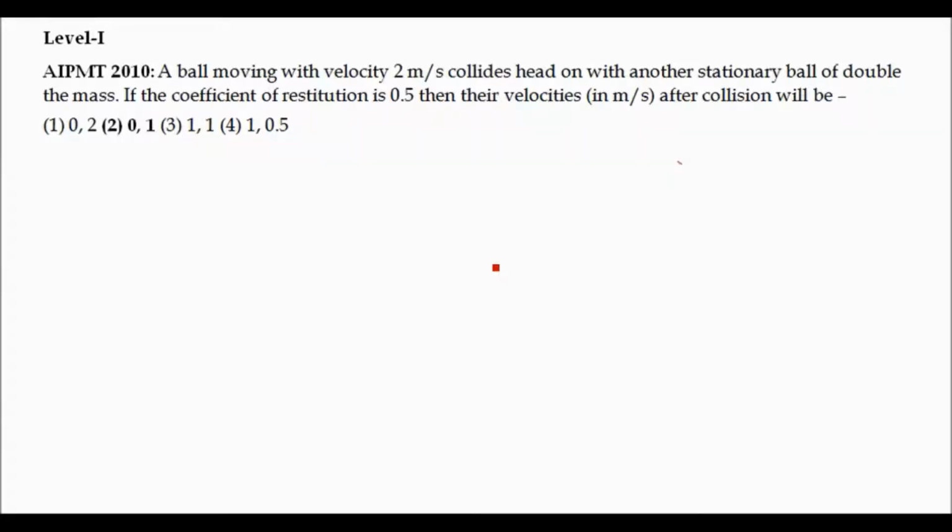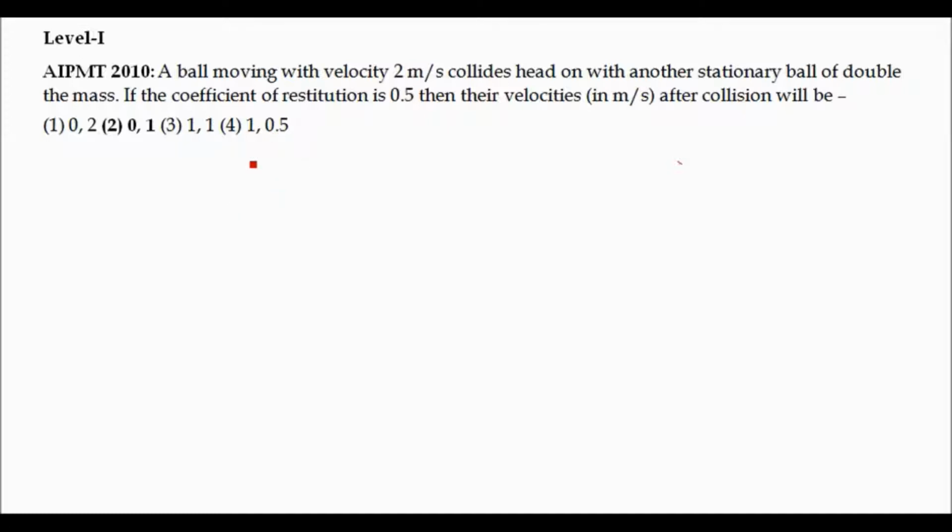Now we'll see some problem based on the concept we have learned. First problem I picked from AIPMT 2010. A ball moving with velocity 2 meter per second collides head on with another stationary ball of double the mass. If the coefficient of restitution is 0.5, then their velocity after collision will be.